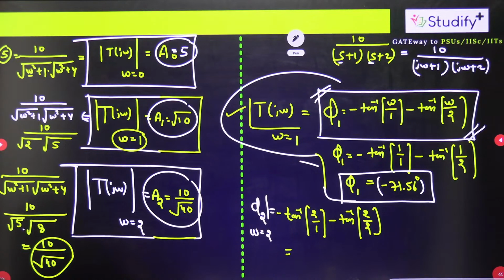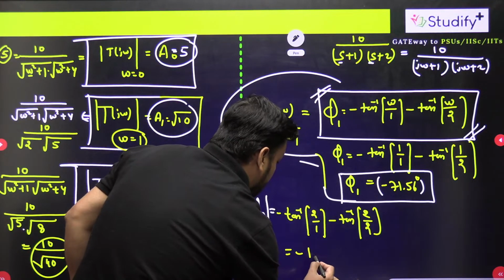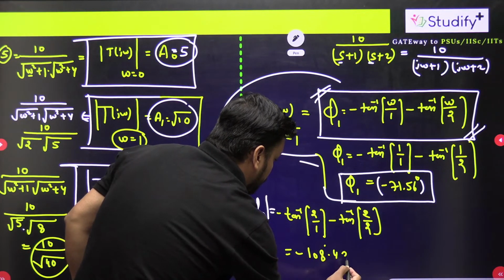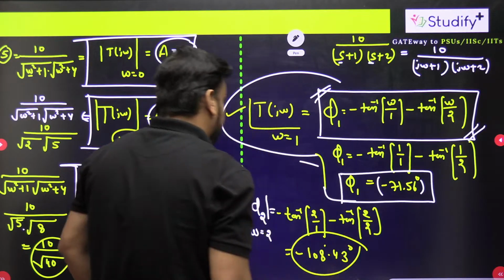तो 5/2 का वैल्यू क्या आया? 108 आ रहा है क्या? माइनस का 108.43. शाबाश. माइनस का 108.43 डिग्री. क्या आ गया सर? 5/2.